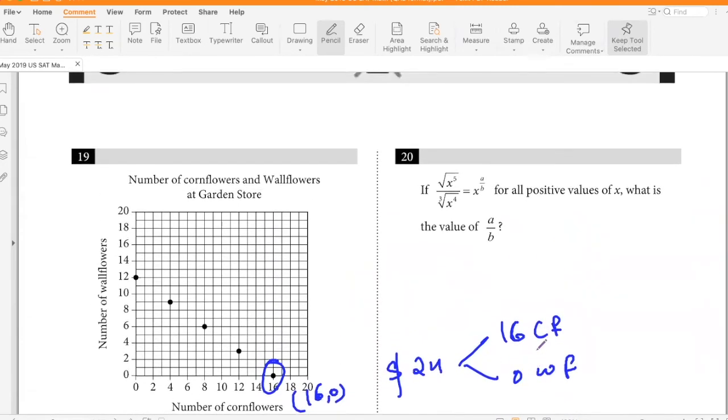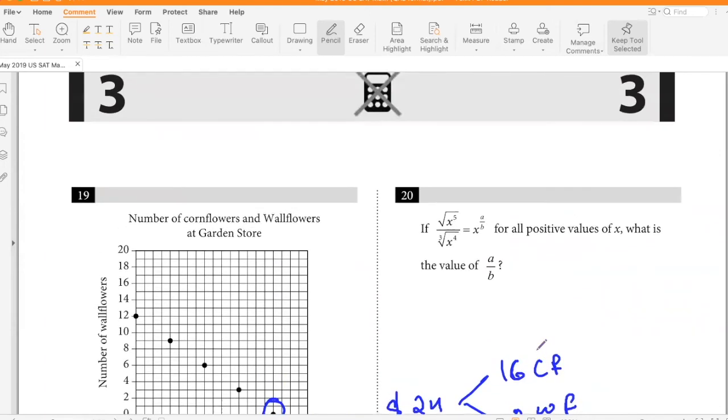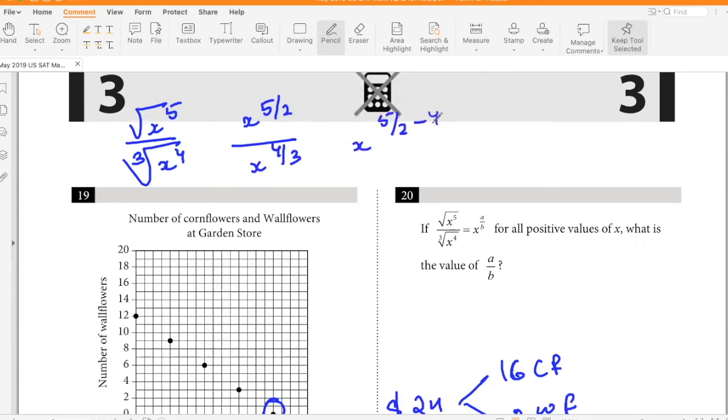If square root of x to the power 5 by third root of x to the power 4 is x to the power a by b, what is the value of a by b? Okay, so square root of x to the power 5 divided by third root of x to the power 4. So this can be written as x to the power 5 by 2 divided by x to the power 4 by 3, which is x to the power 5 by 2 minus 4 by 3, which is x to the power 15 minus 8 over 6. So that's x to the power 7 by 6. So a by b is 7 by 6.